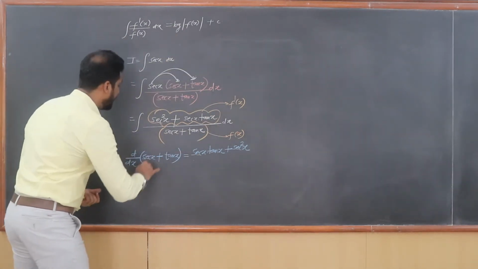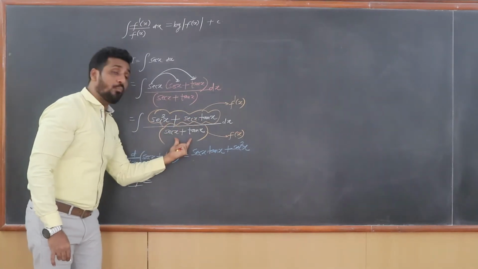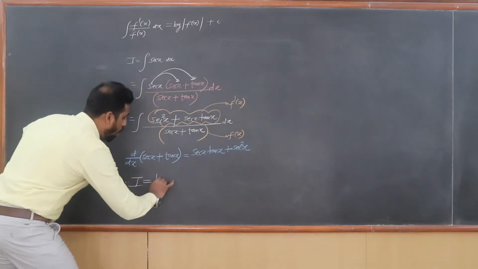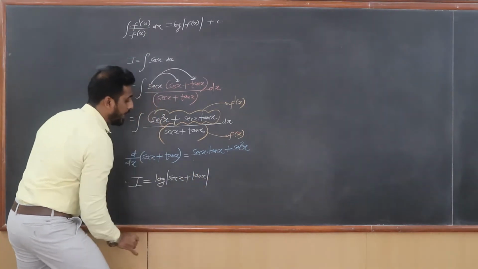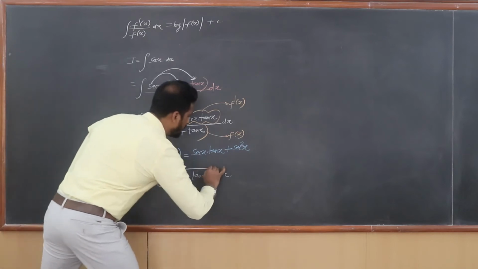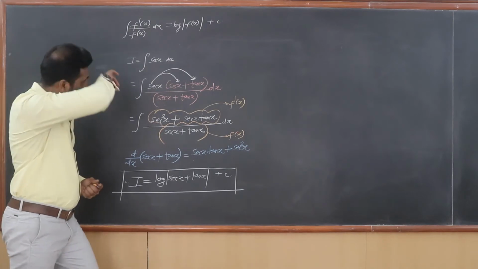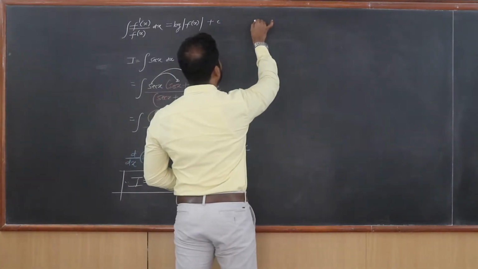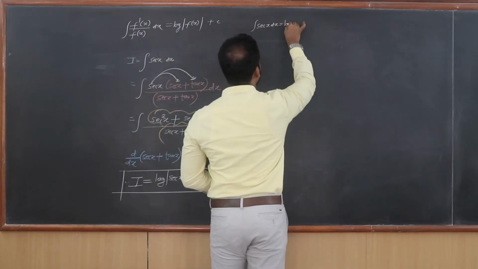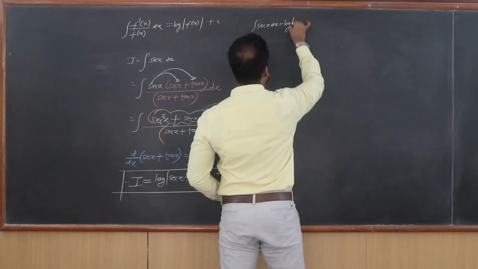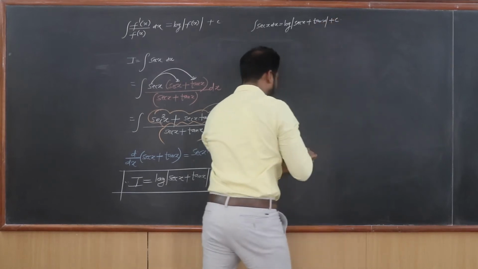So what I do here is, I will write the answer directly. I is equal to, I know the numerator is the derivative and the denominator is a function. So I'll write the answer directly. Log of sec x plus tan x plus c. So students, that's my formula of integration of sec x. So I can write it down over here that the integration of sec x dx is going to be log of sec x plus tan x plus c.